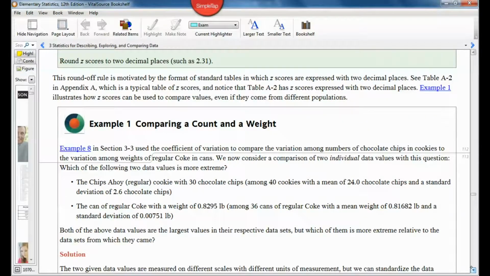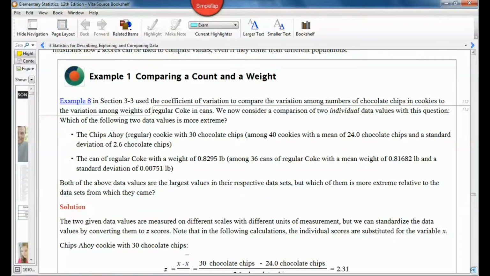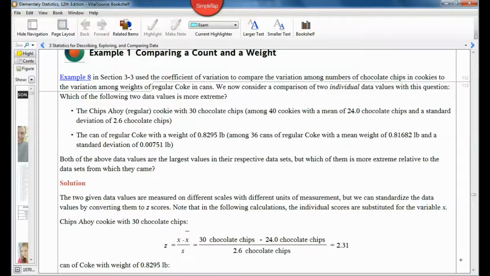So how can we use z-scores to measure relative standing? I'm going to read through this example real quick. Let's consider a comparison of 2 individual data values with this question. Which of the following data values is more extreme?